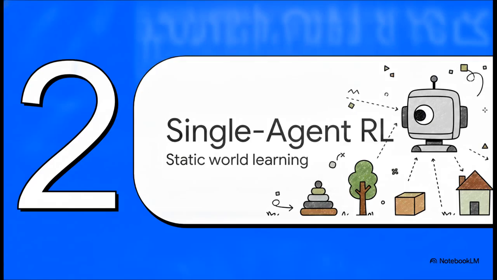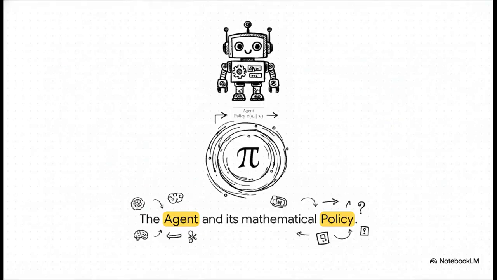Moving right along to Section 2, Single-Agent Reinforcement Learning. The very first piece of this puzzle is the agent and its policy. You can basically think of the policy, which is represented mathematically by the Greek letter pi, as the agent's internal rulebook. It's the mathematical decision-making rule that looks at the current state of the world and says, okay, based on this, here is the action I need to take next.